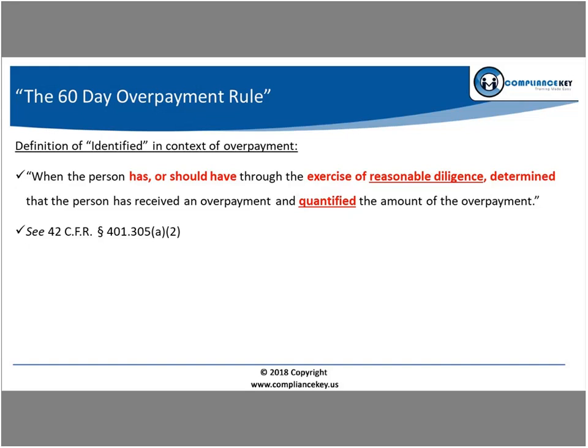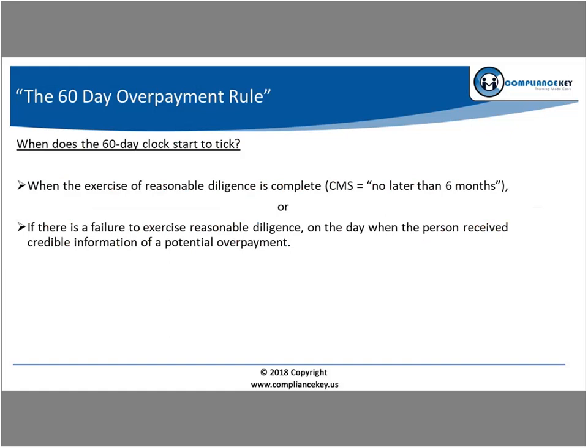From a 30,000-foot view, the two concepts to keep in mind here are, one, reasonable diligence, which is one of the words I've got underlined, and then also quantification. And then when does the 60-day clock start to trigger? That becomes a crucial question as you're working through this. So when does the 60-day clock start to tick? It starts to tick when, through the exercise of reasonable due diligence, and that has been completed, you've determined whether or not you have an overpayment.